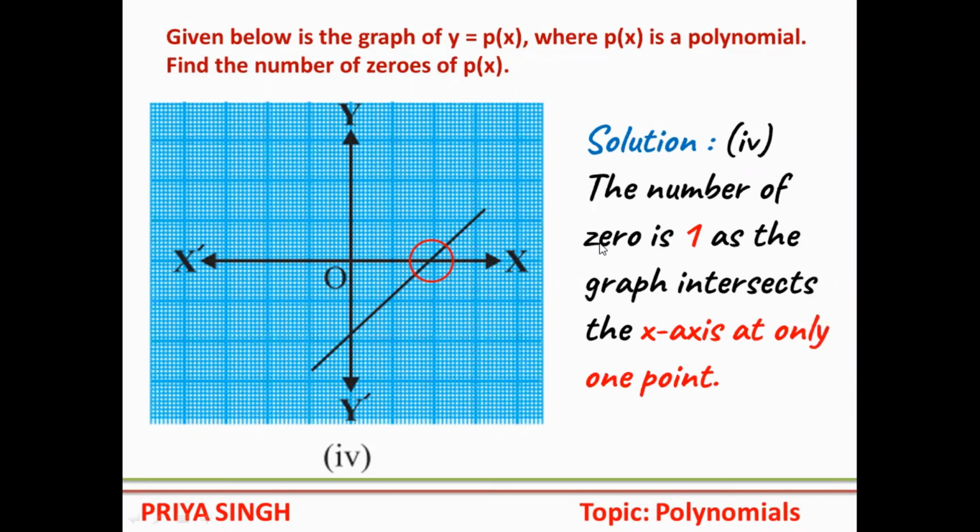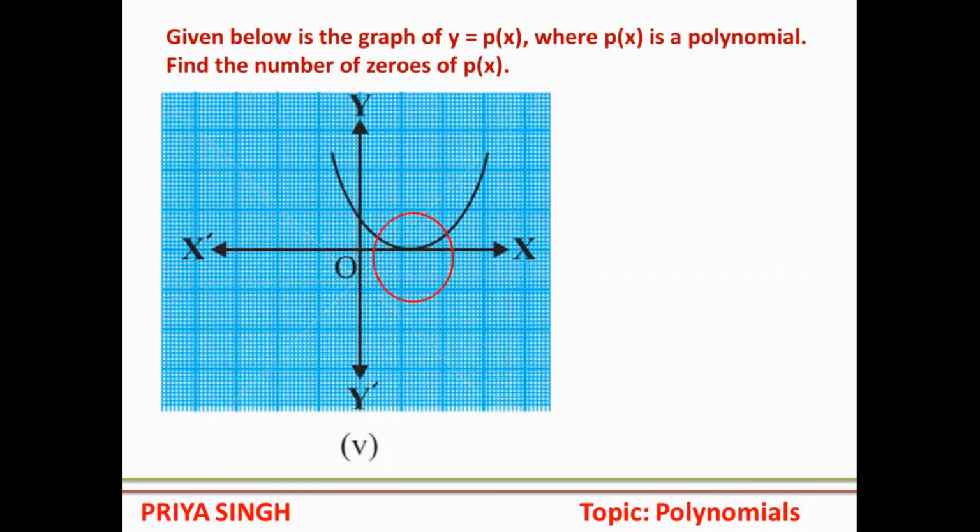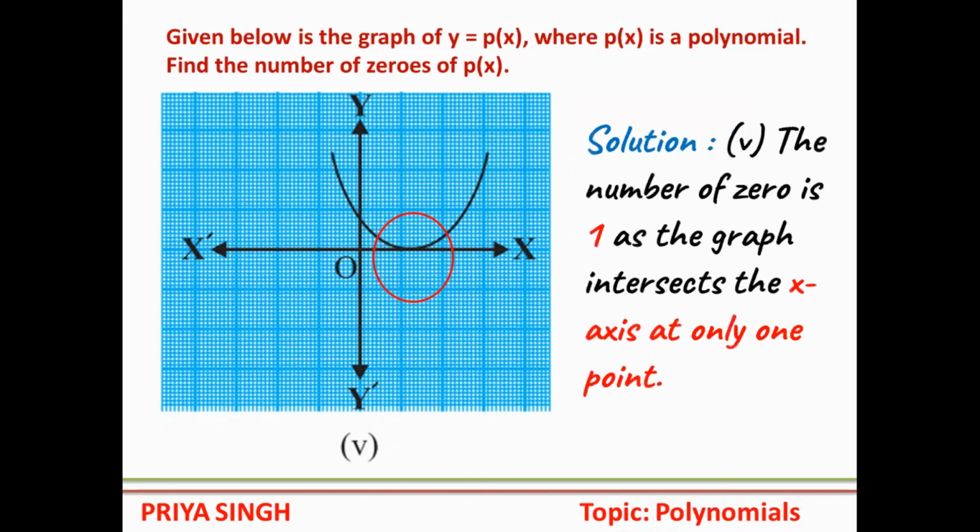Let us take another example. So in this graph, as you can see, there is only one intersection point. So the number of zeros will be 1, as it is intersecting at only 1 point.